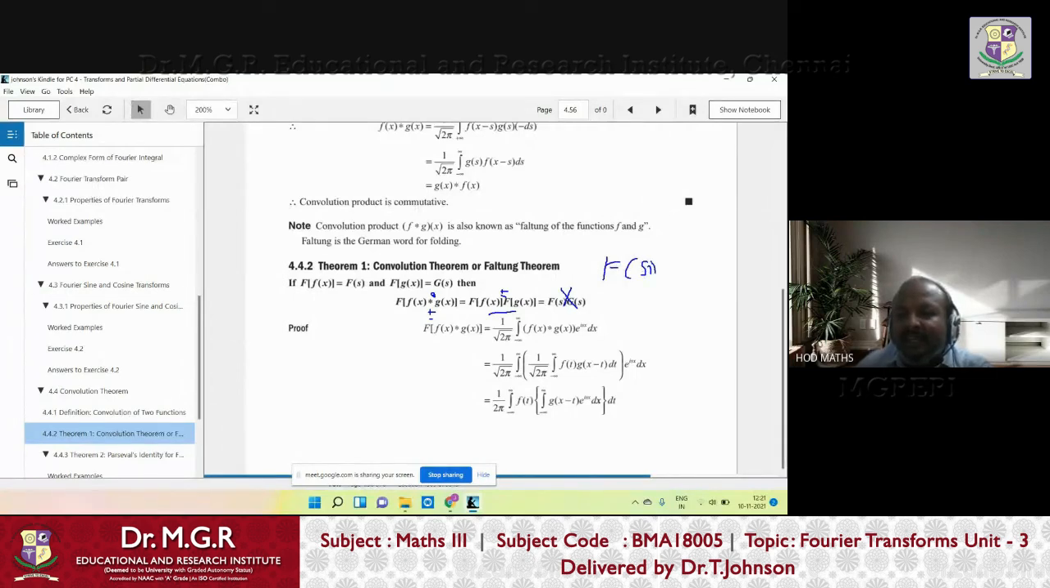Whenever sin x is your f of x, cos x is your g of x. So the Fourier transform of sin x plus cos x can be written as the Fourier transform of sin x plus the Fourier transform of cos x. That means finding the Fourier transform of the sum of two functions is the same as finding the sum of the two transforms. This holds true for plus or minus, but not for product.